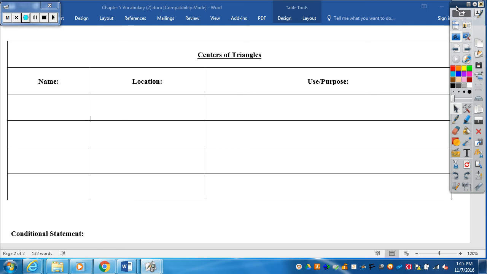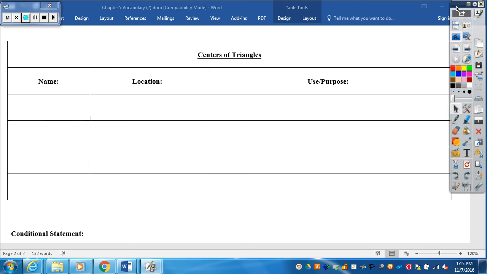The first term would be the circumcenter. The location of the circumcenter is going to be where your perpendicular bisectors meet. So you want to write that in the second box right there. Where perpendicular bisectors meet, okay?